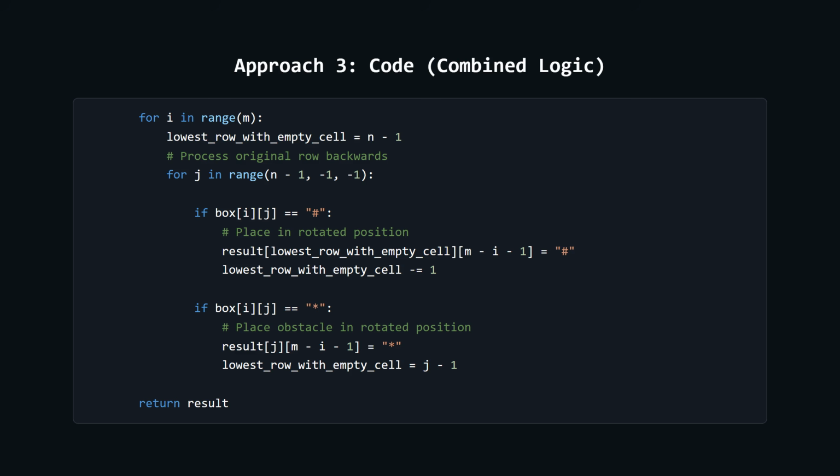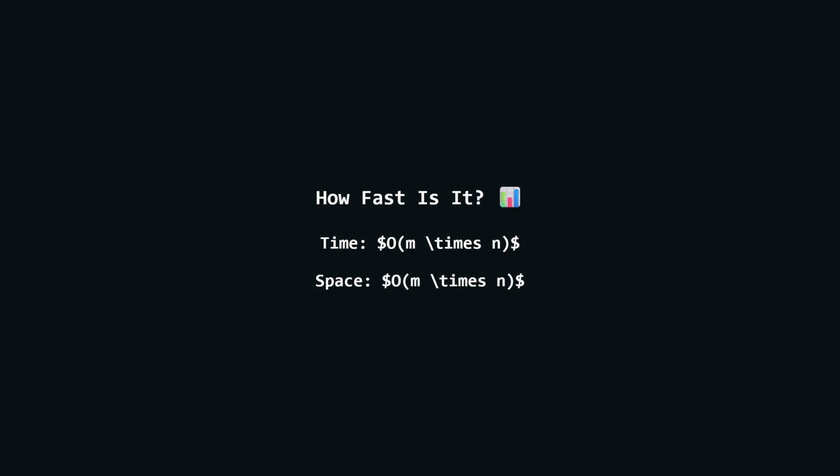If we see a stone, we place it in the result grid at our tracked lowest empty cell, using our math formula for the column. If we see an obstacle, we place it using the formula, and update our lowest cell pointer. Notice we only check the original box and only write to the new box. The complexity remains the same, big O of m times n, for both time and space.